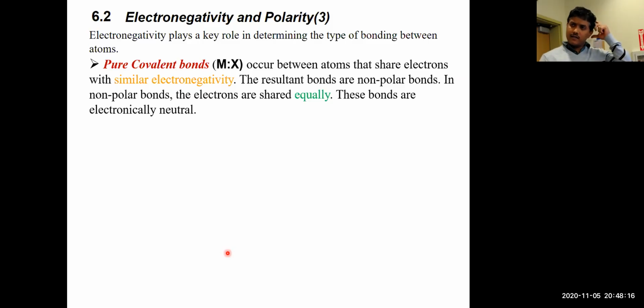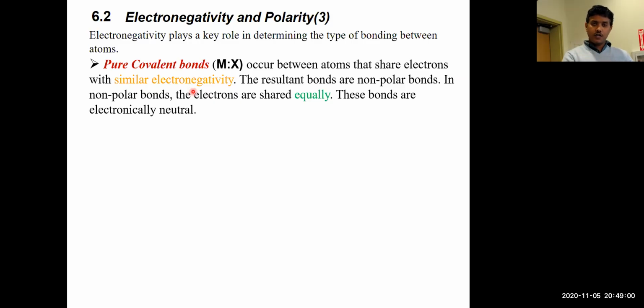Let me repeat that again. I didn't think it came out as nicely as I wanted. When atoms make a bond, the bond is defined by the difference in electronegativity of the individual atoms making the bond. If both atoms making the bond have similar, closer, comparable electronegativity values, they make a bond called a pure covalent bond.